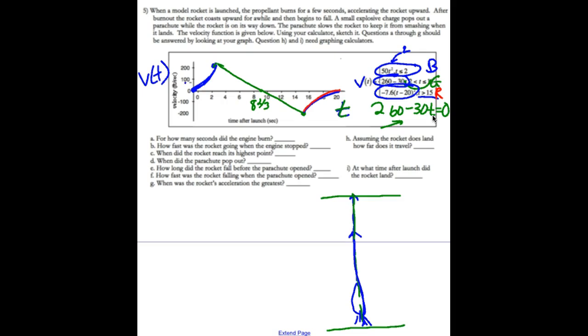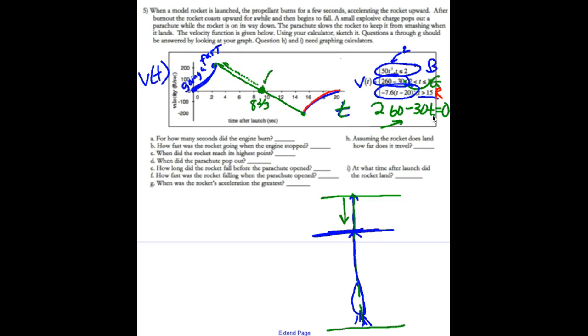So let's write this. This is going up fast. Then what happens, remember, in the situation is the motor cut out. The rocket continued to go up, and this does represent right here the rocket going up. The velocity is positive. It's just going up slower because gravity is pulling on it. Then it reaches its highest point, and gravity just finally wins and starts pulling it back down.